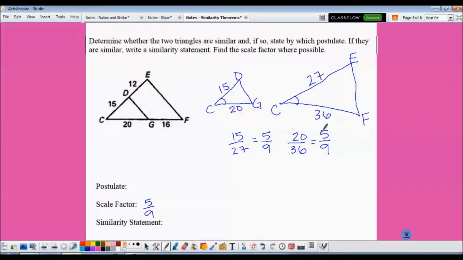So since the sides are proportional and we know the angle in between them is congruent, it's side-angle-side similarity. And we can write our similarity statement. Triangle CDG is similar to triangle CEF.